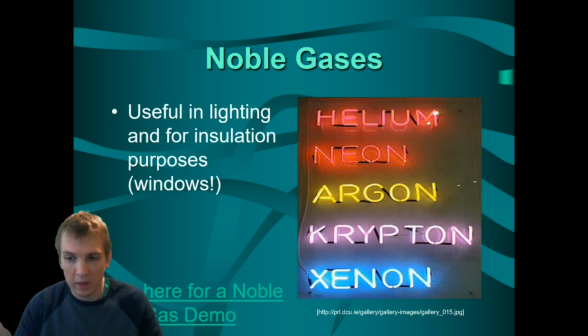And so we insulate our windows with several panes, and in between is that gas that cannot transfer heat between the panes of glass that well. And so we use argon or other noble gases to insulate our windows. All right.